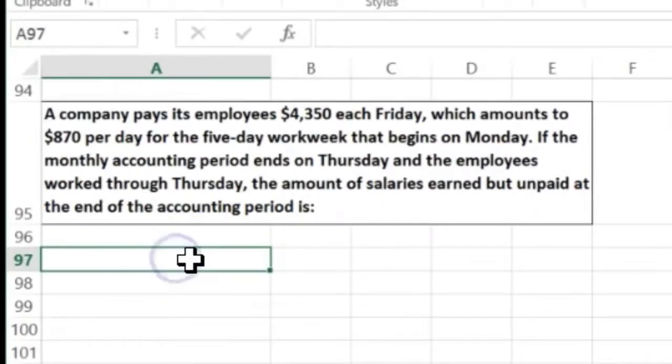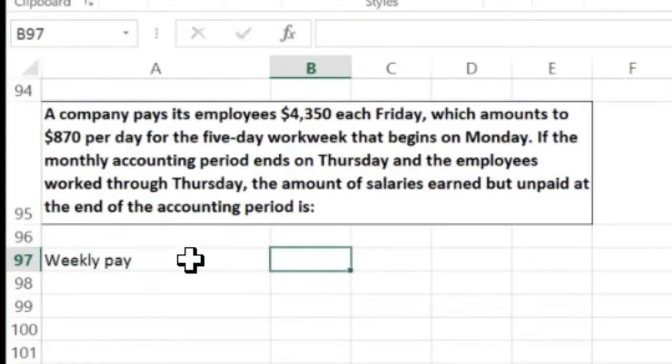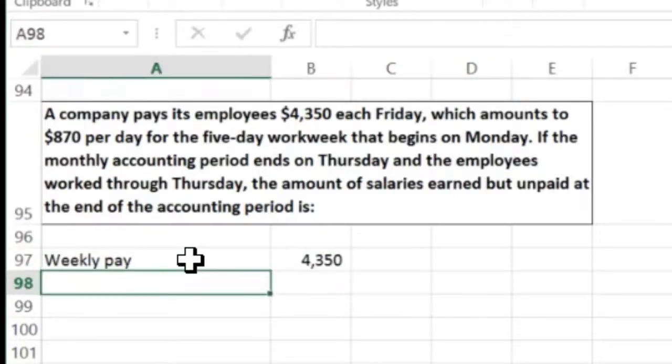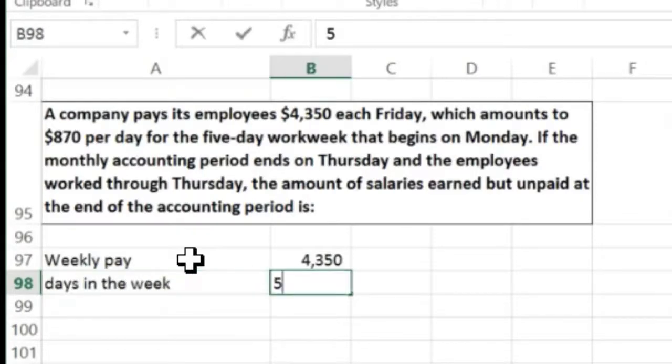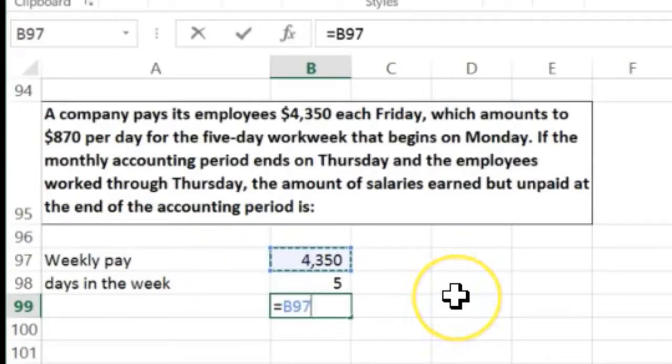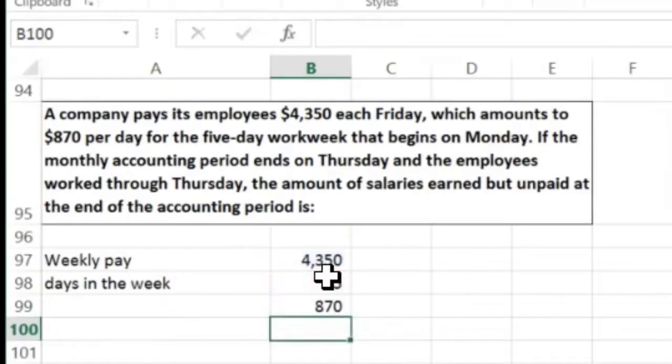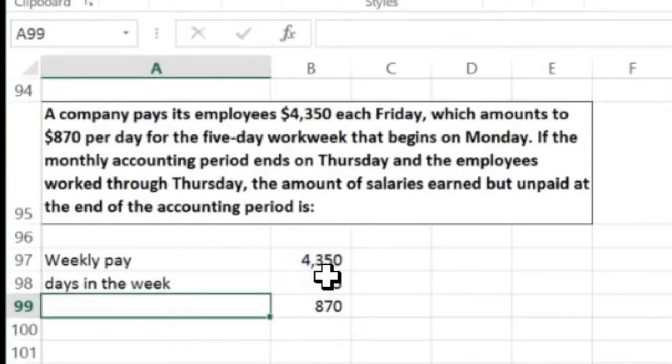So we're going to say they get paid weekly. Weekly pay, and that's going to be for 4,350. Now there's a 5-day work week, so the days in the week in this case are 5, and if we divide that out, then we're going to say, well, this is how much they get paid for the end of 1 week, which includes 5 days divided by 5, and they gave us that number as well. That's the $870 pay per day.